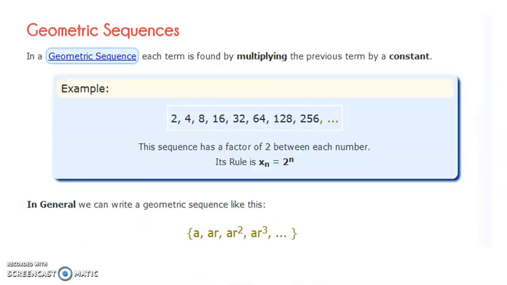Then it is the geometric sequence. In a geometric sequence, each term is found by multiplying the previous term by a constant. So here is a geometric sequence. The sequence has a factor of 2 between each term, right? So its rule is x sub n equals 2 to the power n. In general, we can write a geometric sequence like a, ar, ar squared, ar cubed, and so on. Every time you are multiplying the number by r.